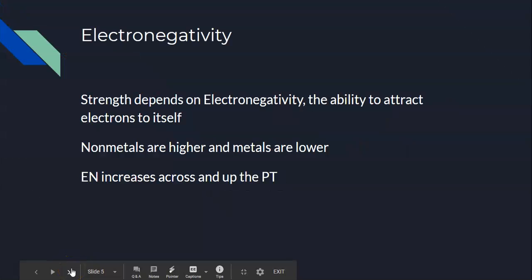So first thing to remember is electronegativity. That's the ability to attract an electron to itself. Non-metals are going to be higher and our metals are going to be lower in electronegativity, because remember that it increases as you go left to right, and it increases as you go from the bottom to the top. So the most electronegative element that we have is fluorine. Fluorine is going to be the most electronegative, and francium is going to be one of the least electronegatives.